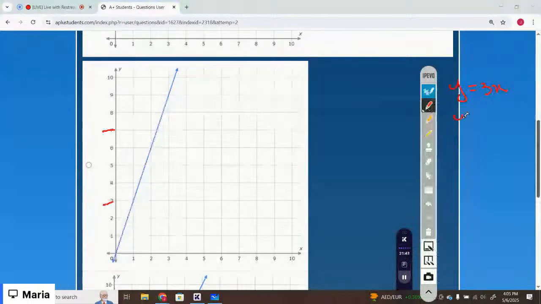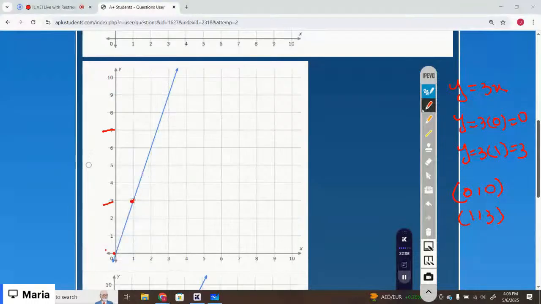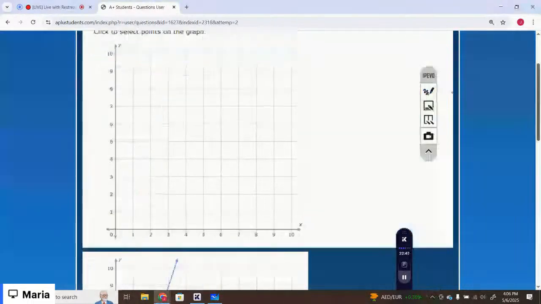y equals 3x. So when x is 0, y equals 3 times 0, that is 0. When x is 1, 3 times 1 is 3. So we have two pairs, (0, 0) and (1, 3). Now let's see which graph has these 2 points, right? That is (0, 0). The next one is x is 1, y is 3. So option number 1 is the correct option. That is the graph that has the points (0, 0) and (1, 3).